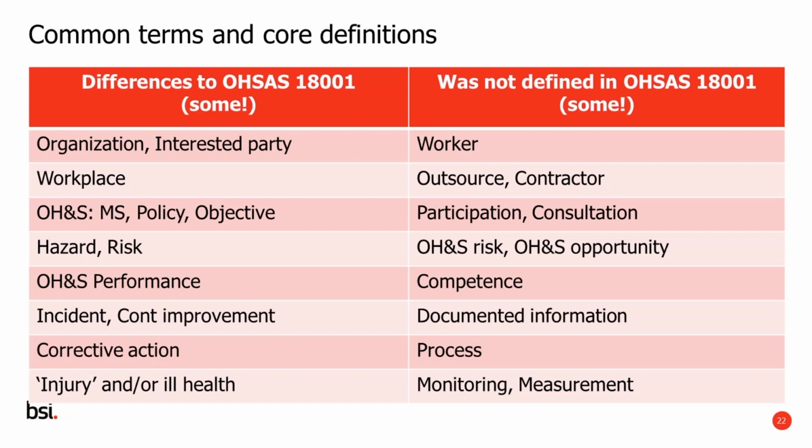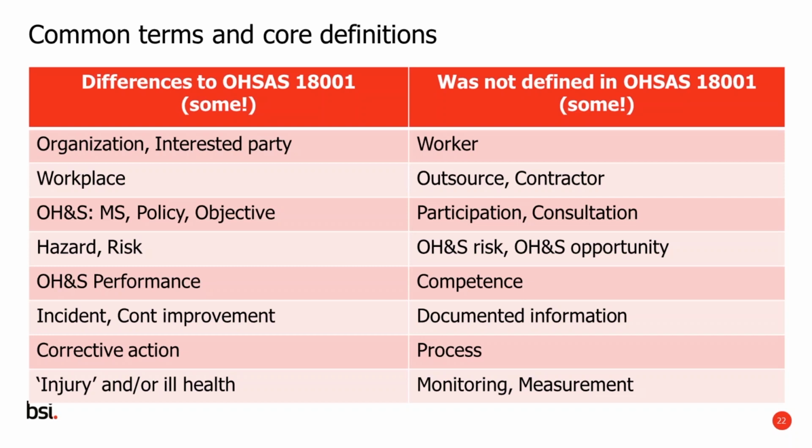So the definition for organization has been revised. Workplace has been revised to cover the places under the control of the organization as well. Interested parties has been revised to not just consider the people that can affect or be affected by the organization, the management system or the activities of the organization, but also those who perceive themselves to be affected by that. That's a high-level structure definition that applies to all management system standards. So again, if you have 9001 or 14001, you'll be well aware of the definition for an organization and the definition for interested parties.